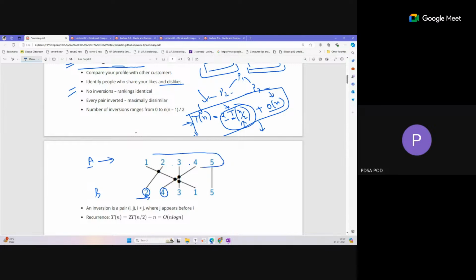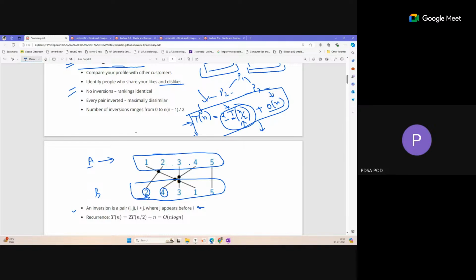So what is the difference between the A ranking and the B ranking? How can we find out this difference? There is one method, called inversion in pairs. Based on that we can figure out that if this inversion pair count is less, the rankings are more similar. If the count of inversion pairs is high, then the rankings are not similar.